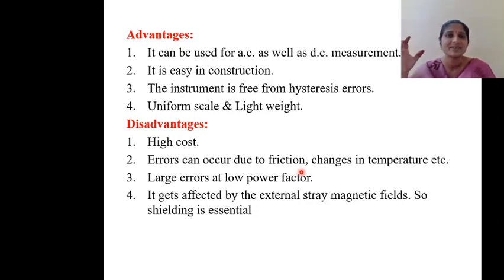That means because of an external magnetic field, the deflection will vary. So to overcome that, it should always be kept under a shielding, that means under some box type environment, so that other magnetic fields will not affect the instrument reading. So shielding is a must. That is one disadvantage here. So this is about the electrodynamometer type instrument.